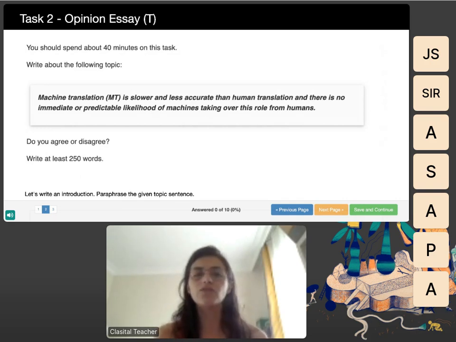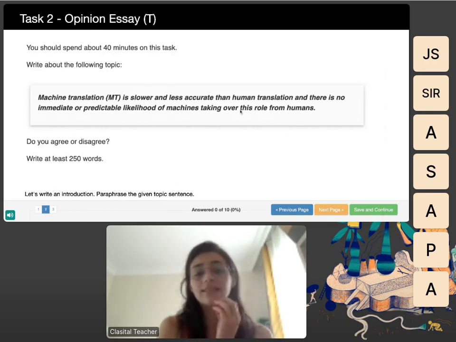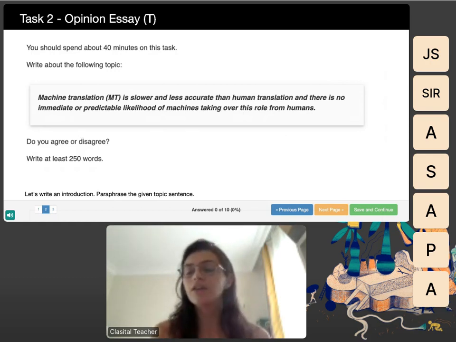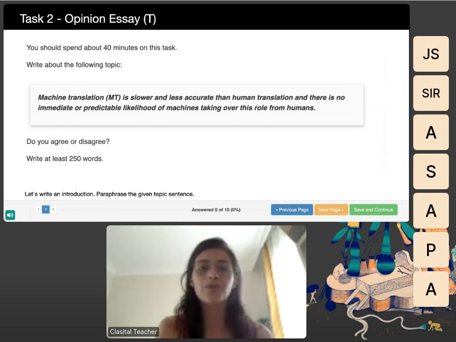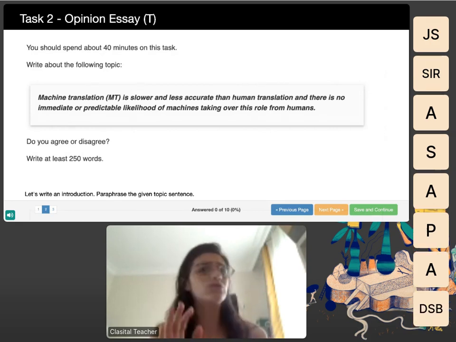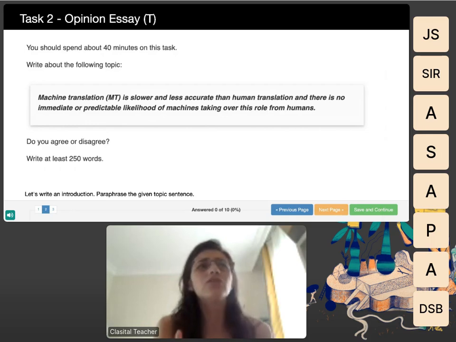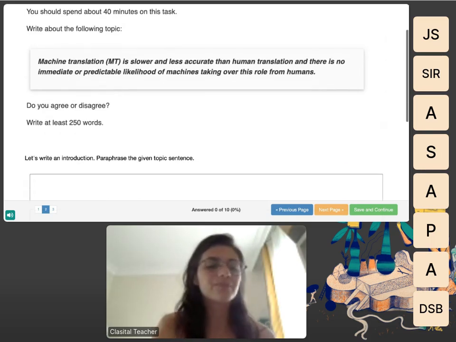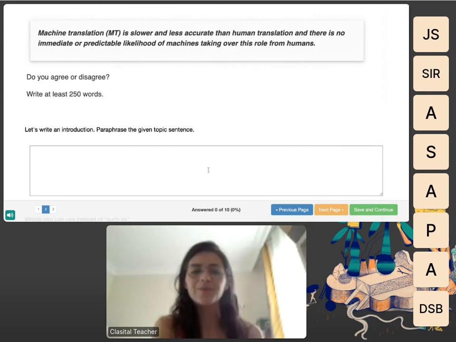So, what we need to do for the introduction paragraph is to first paraphrase this sentence or these sentences, however many you're given. Usually, you're given one sentence only, but sometimes you're also given 2 or 3 sentences. What you need to do in the introduction paragraph is to just paraphrase that sentence or those sentences, and then we will state our opinion. So we will say if we agree or disagree. Ideally, your introduction should be around 2 to 3 sentences, and you don't have to write more than that.